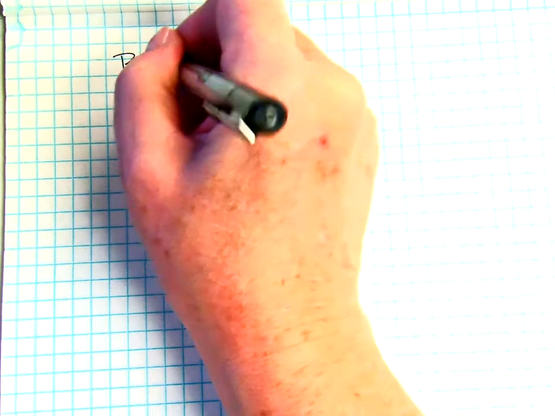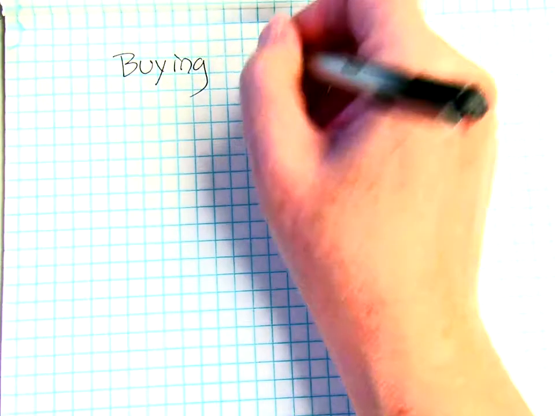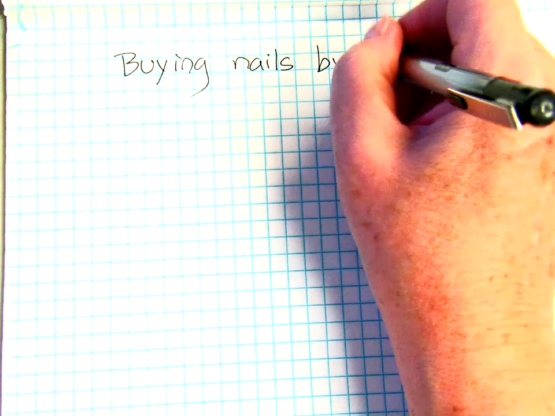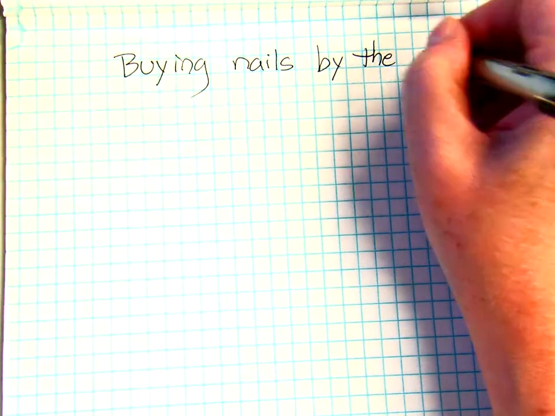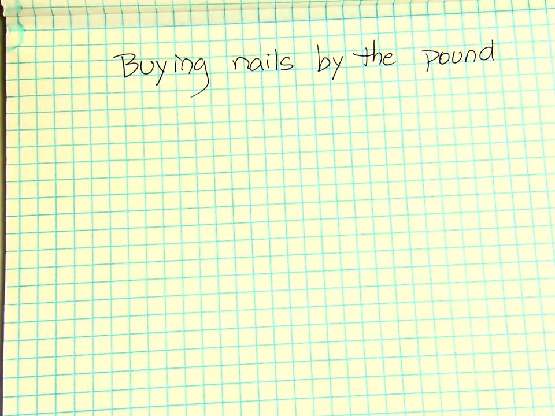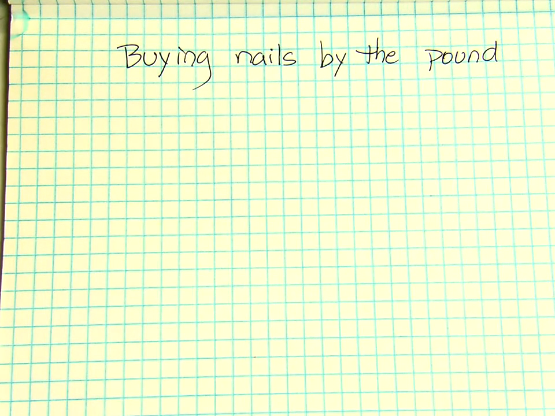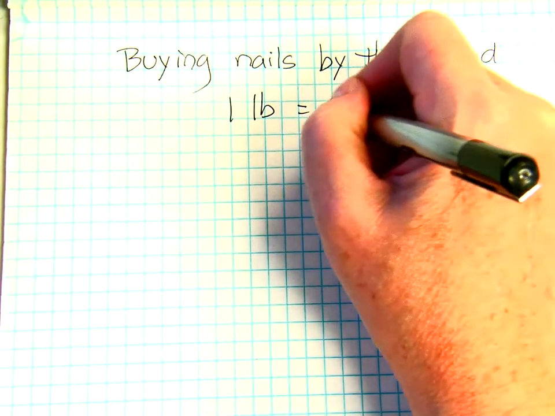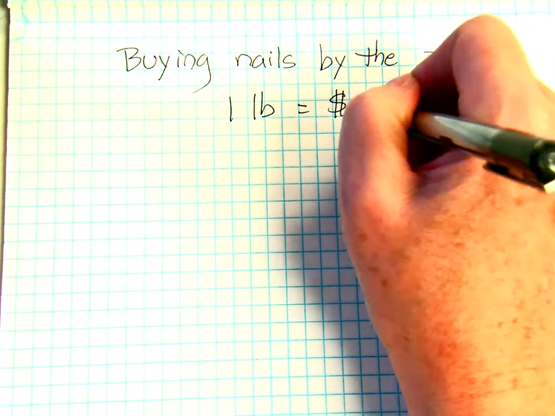So he is buying nails by the pound. Well, he does a lot of work with nails, so obviously he needs a lot of them. Okay, so each pound of nails costs $1.19. So 1 pound equals $1.19.